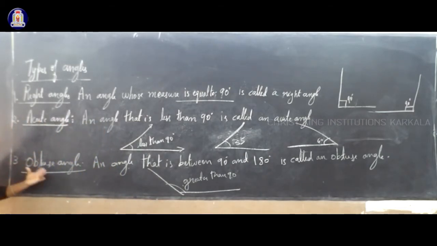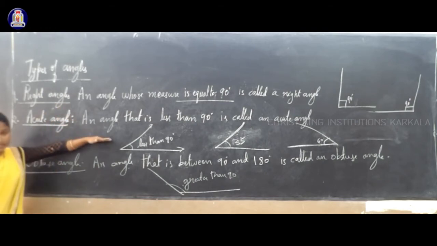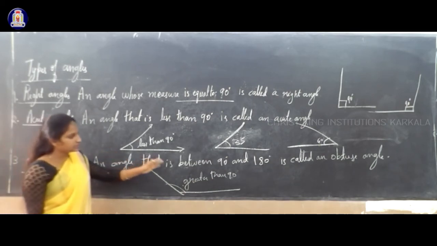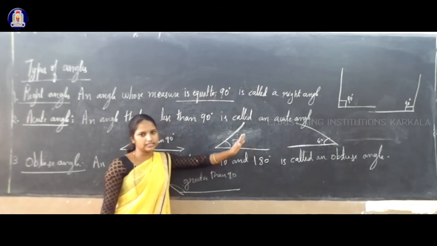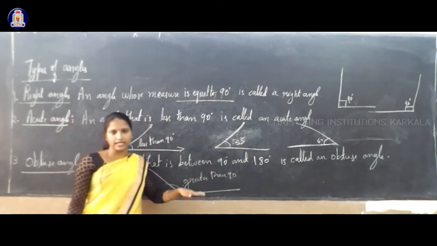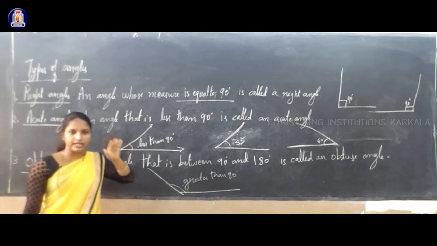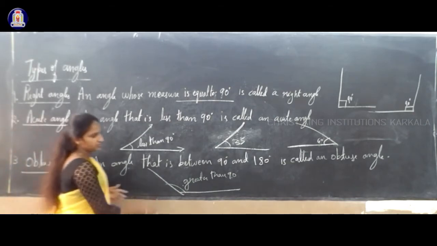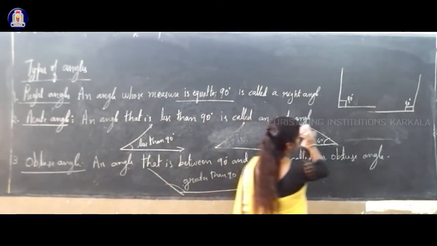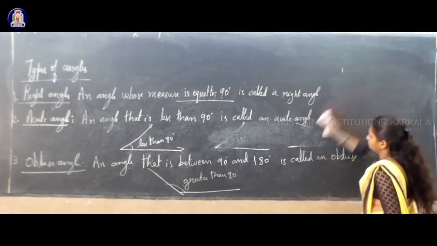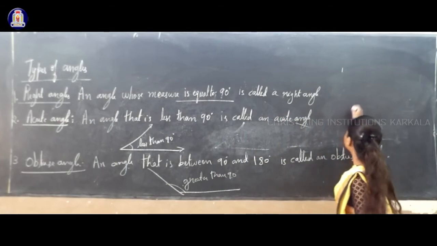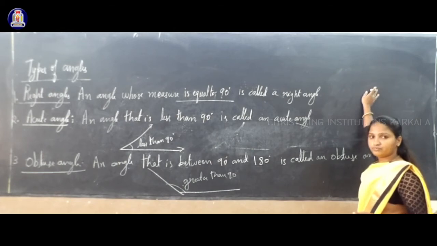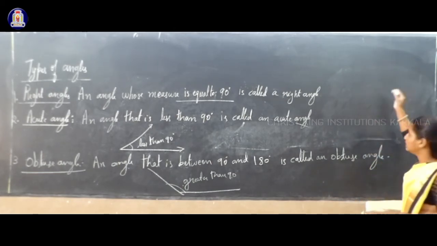Okay. Next, what is an obtuse angle? An acute angle means less than 90 degrees, greater than 0. But an obtuse angle is an angle that lies between 90 and 180, meaning greater than 90 but less than 180 degrees. Clear? That is an obtuse angle. See, if you want, you can draw an obtuse angle. It is greater than 90 degrees, so it may be 100, 110, 120, 130, 140, 150, 170 degrees. All these are obtuse angles.